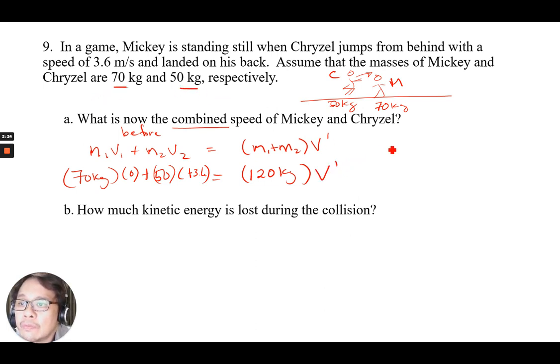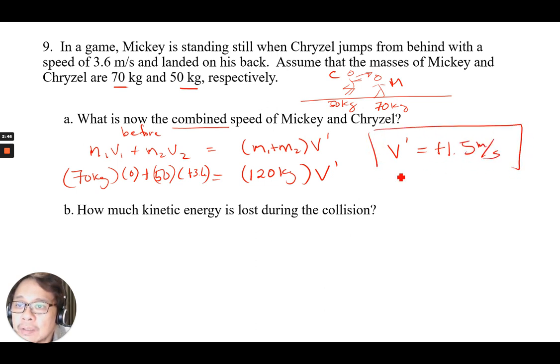Okay, so we solve for v prime. You have 50 times 3.6 divided by 120. Their combined speed would be positive 1.5 meters per second. This is letter A answer. How much kinetic energy is lost during the collision?